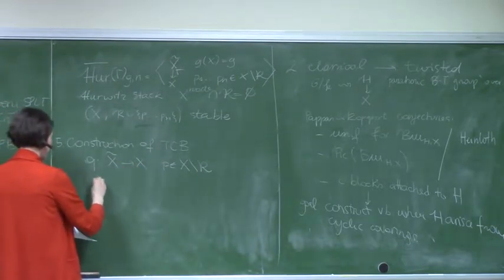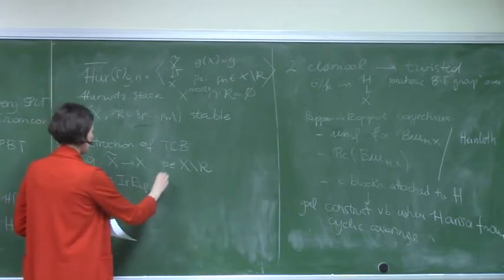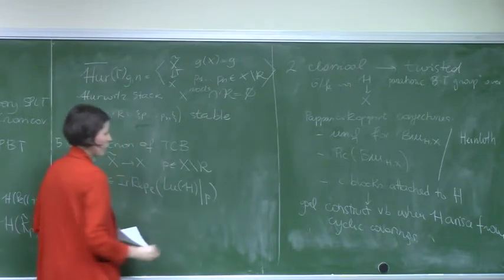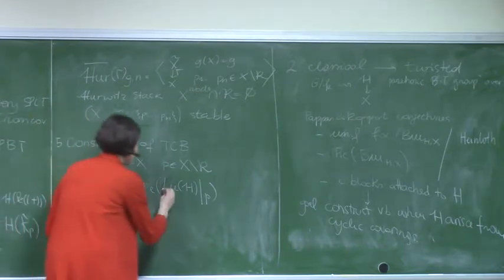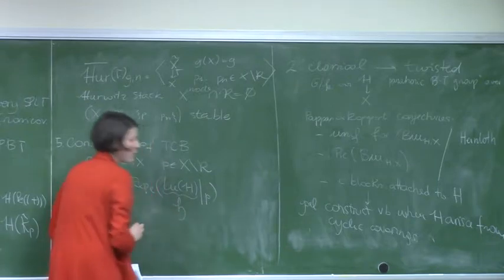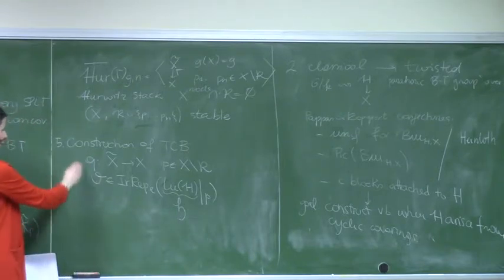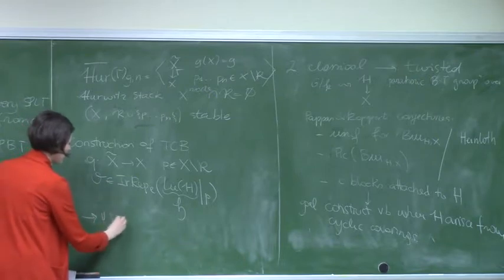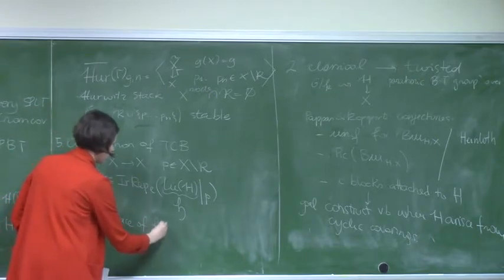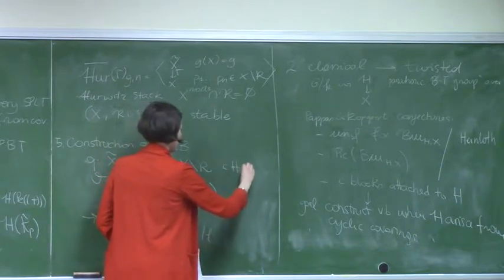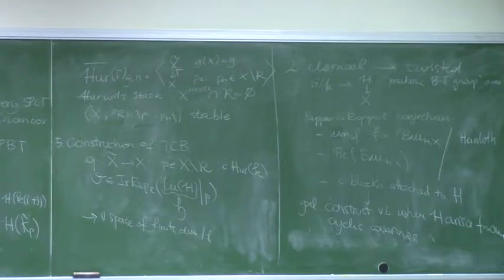And now we have V, which is an irreducible representation of the Lie algebra H at the point P. I want to call this sheaf of Lie algebras curly H. Given this data, I want to cook up a vector space of finite dimension over K, of course, because this will be just a K-point of my Hurwitz stack. To do this, I will erase here because I need more space.